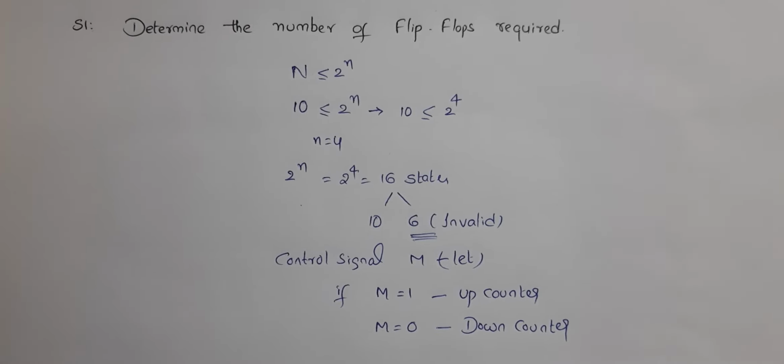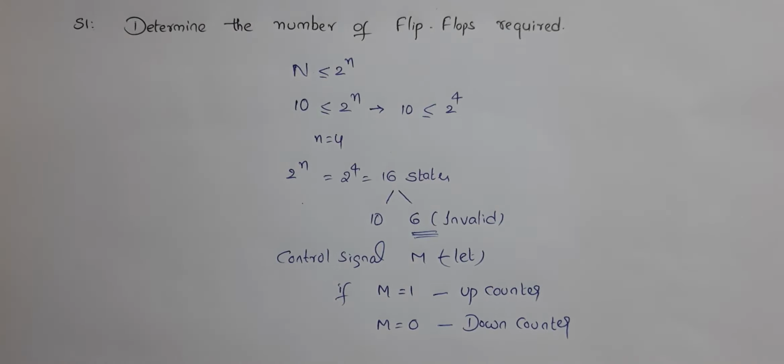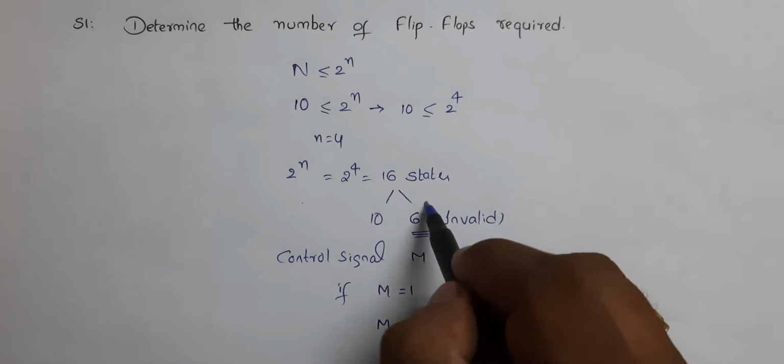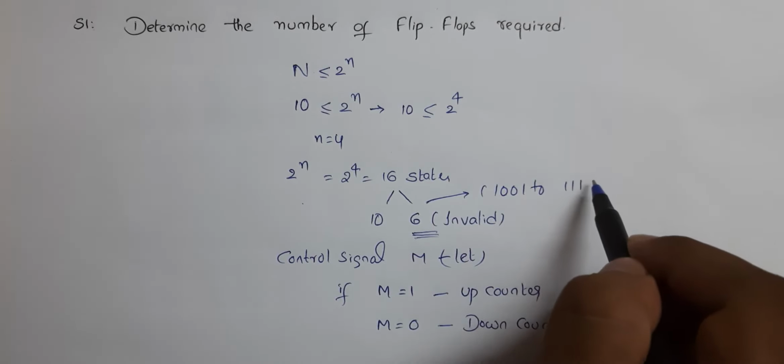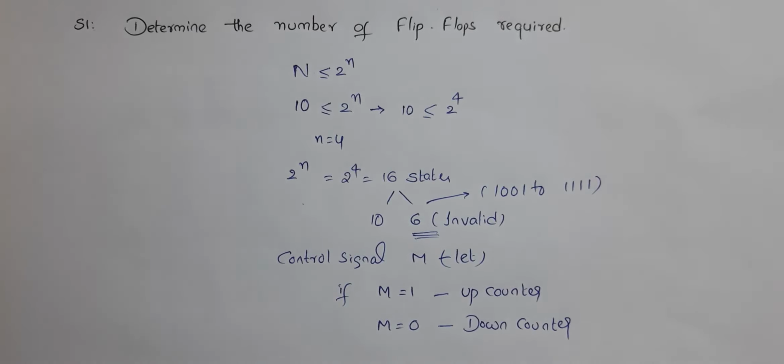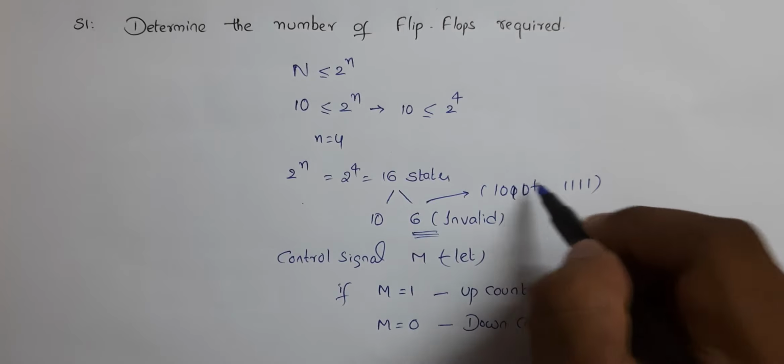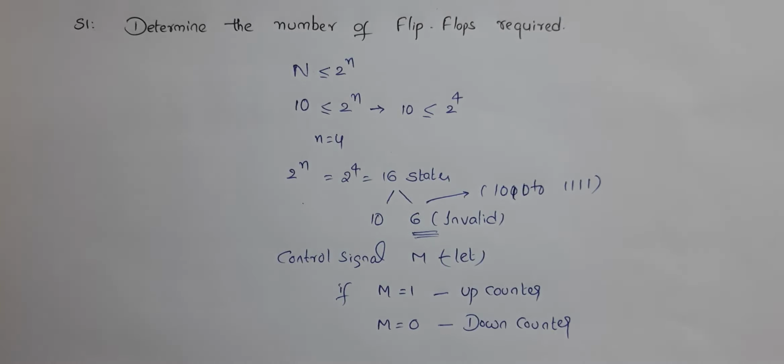Here the number of flip-flops is 4, and the number of states is 16. Among the 16 states, we should consider 10 states as valid states, and the remaining 6 states, which are 1010 to 1111, that is 10 to 15, we consider as invalid states.